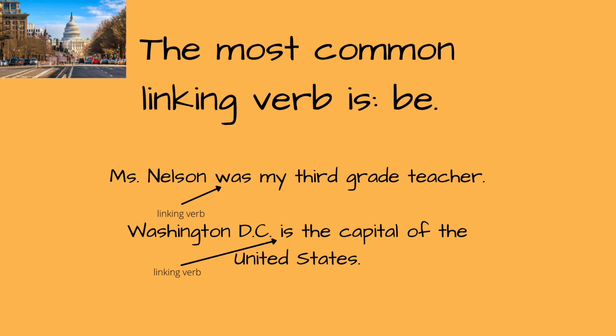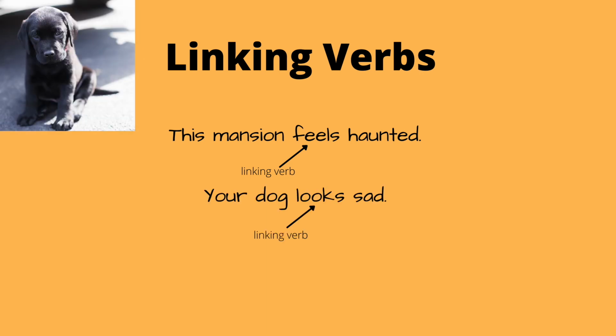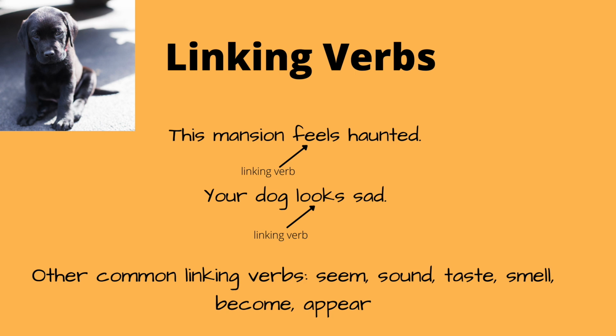And even though be is the most common linking verb, we have other pretty common linking verbs in English. For instance, this mansion feels haunted. The linking verb in this sentence is feels. Your dog looks sad. The linking verb in this sentence is looks. Other linking verbs we have are seems, sounds, tastes, smells, becomes, appears. Notice how many of these linking verbs are related to our senses, okay? They do not involve doing any particular action.